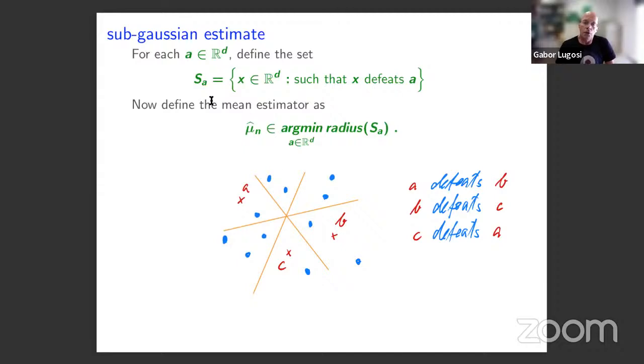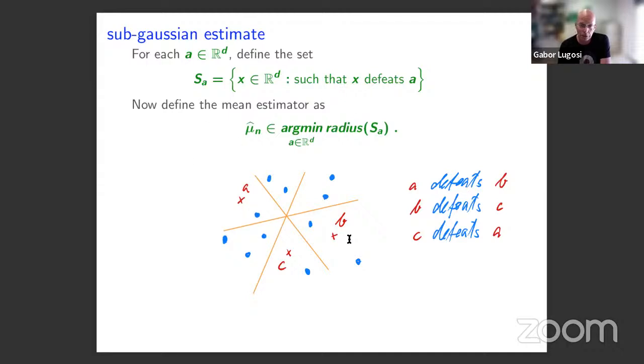So for any point A, we can determine the set of all those points that look better than A. That is a bounded set for each point A. And now we can minimize the diameter or the radius of this set over all candidate points A, and that is our estimator.